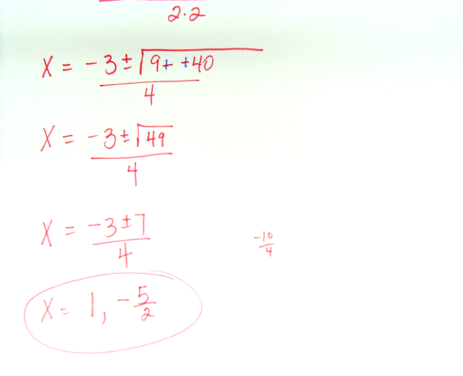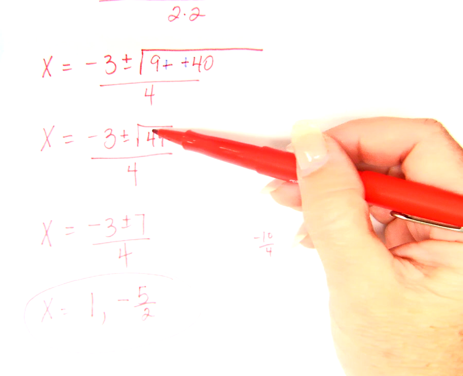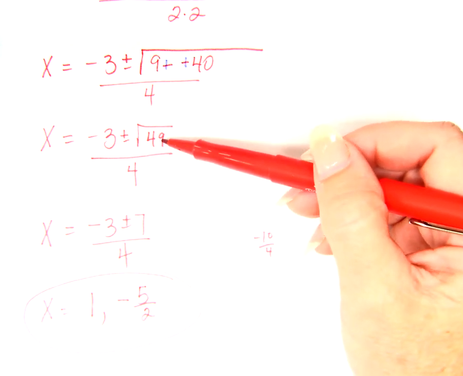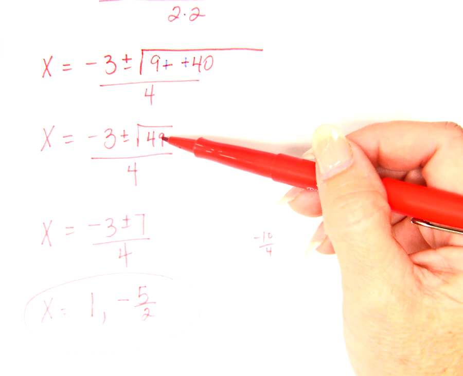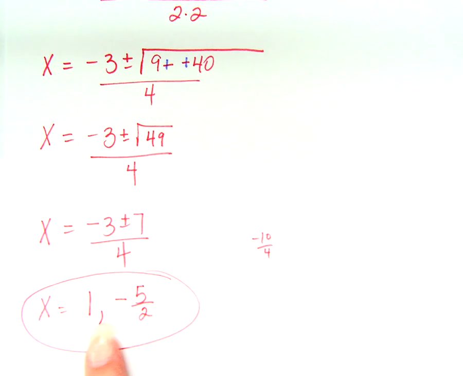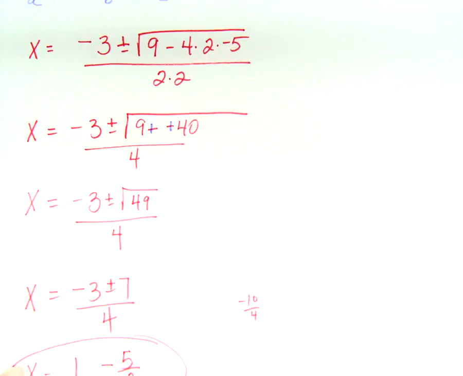Does everybody understand that? Think back to it. What kind of number did I get under my square root? A positive number. So that means if I get a positive number, I should have 2 real solutions, right? Did I get 2 real solutions? Yes. Any questions? You good with that one? Okay, then let's look at this one.